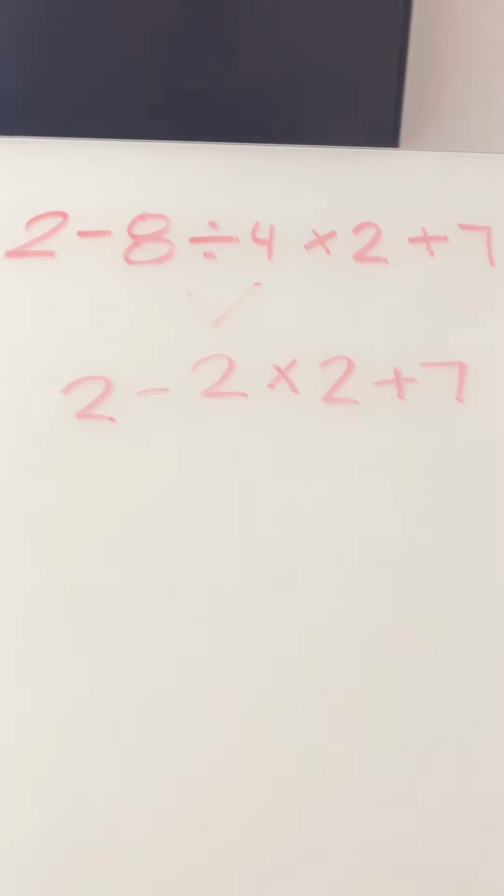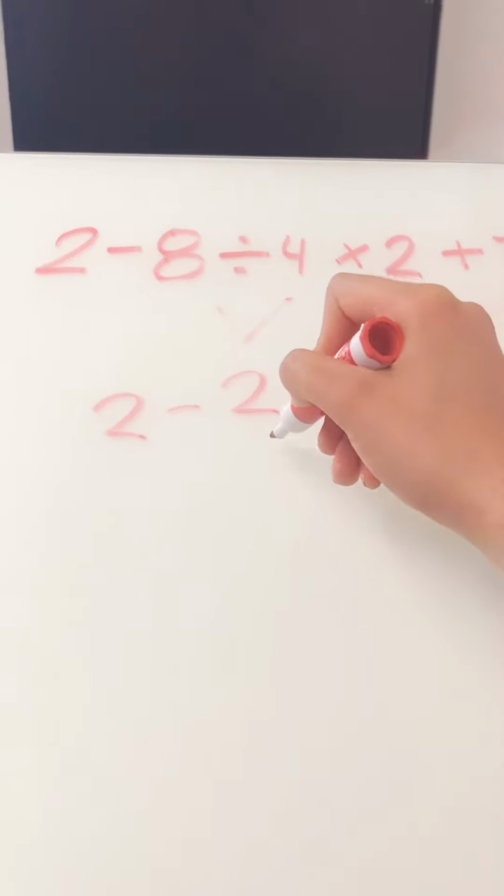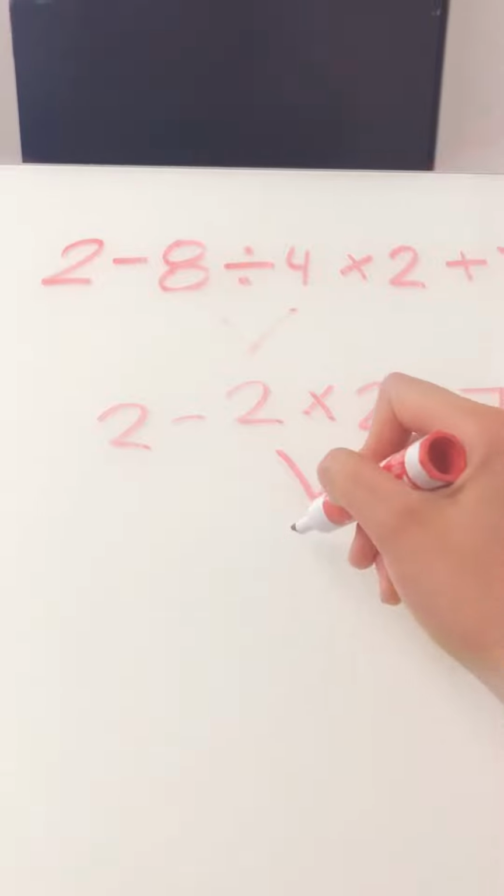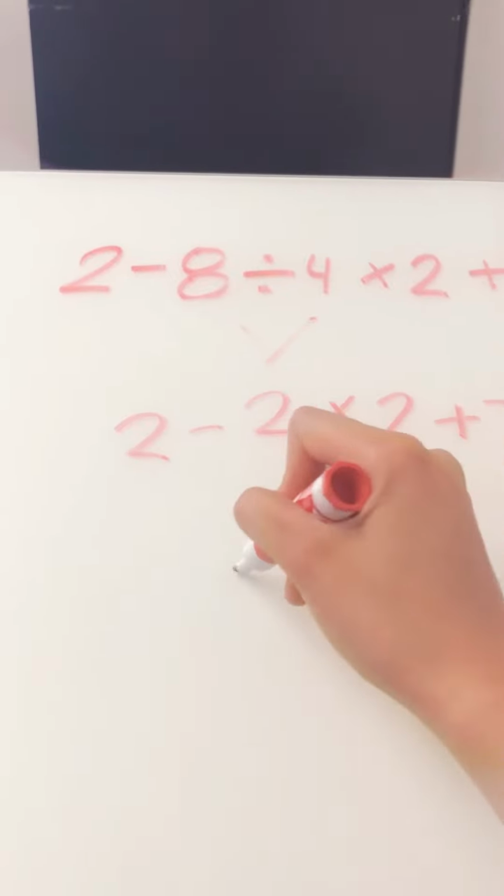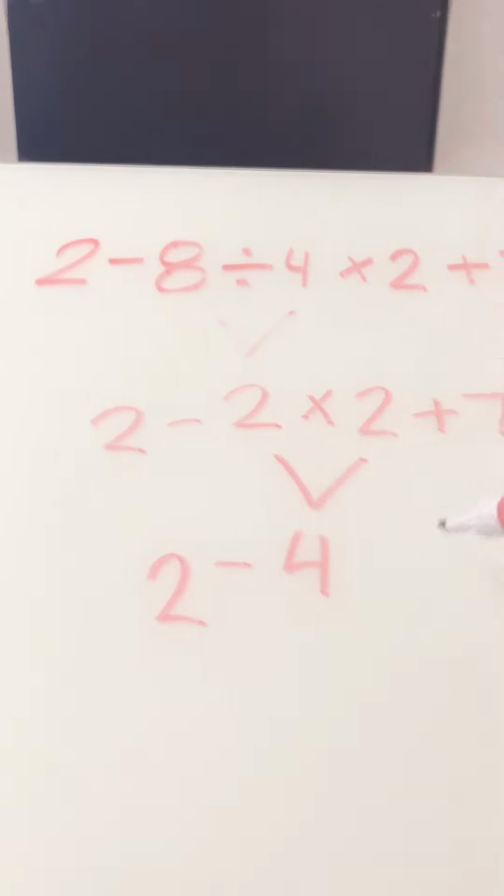Next, since we're still tackling multiplication and division, we want to come here. 2 times 2 is 4. Once again, just bringing down the numbers and the symbols that come along with it.